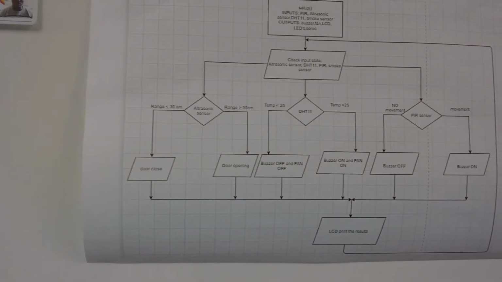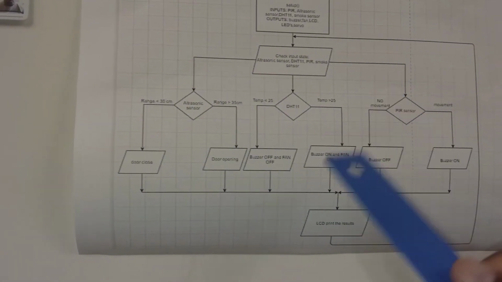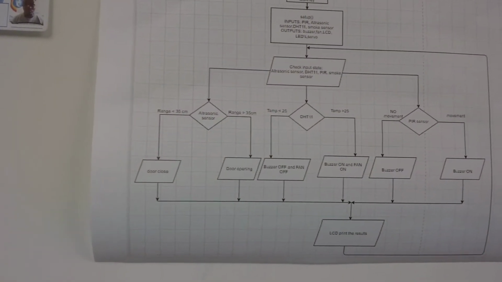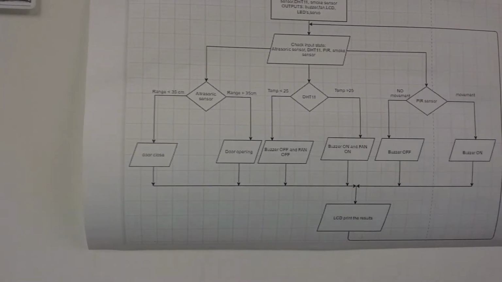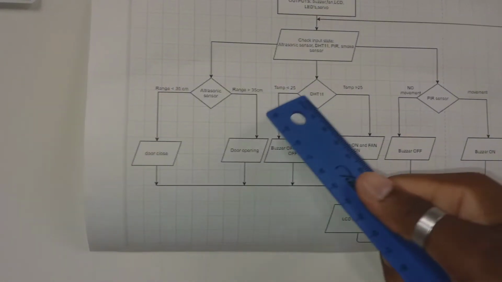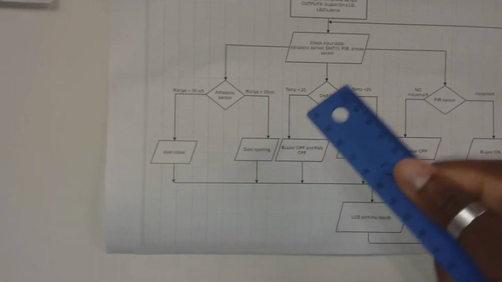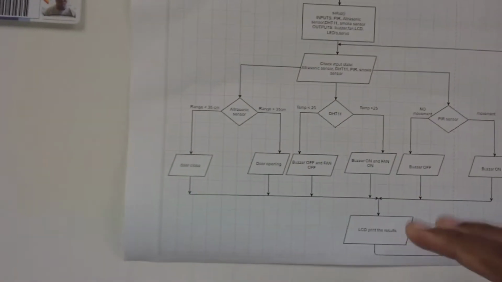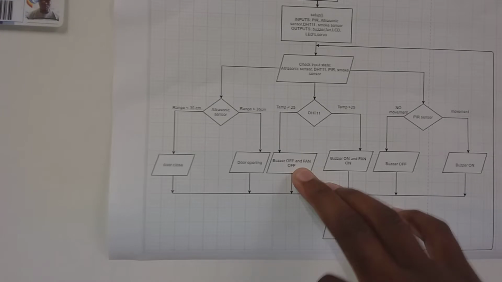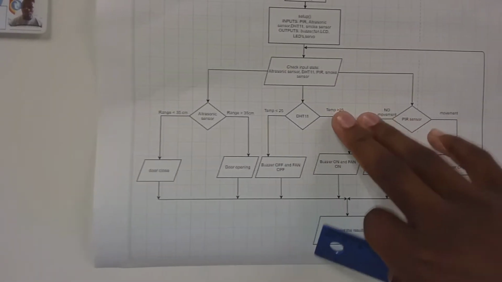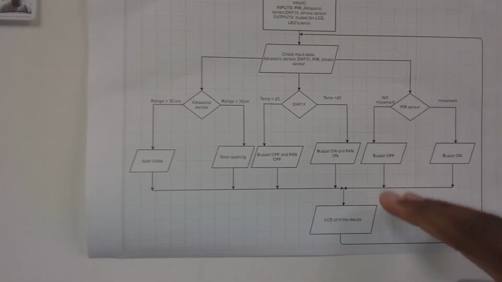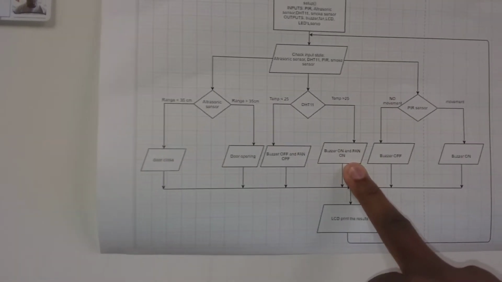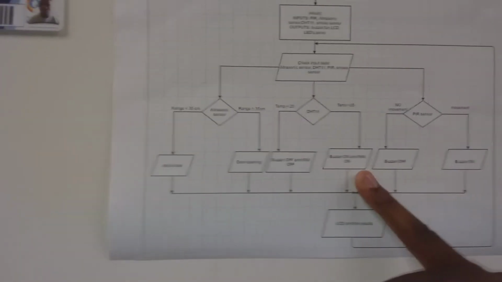And then the next sensor is the DHT11. The DHT11 is used to measure the temperatures in a room. So if the temperatures are less than 25 or 26 degrees Celsius, the buzzer will be off, and the fan will also be off. But if the temperatures are greater than 25 or 26 degrees Celsius, the buzzer will be triggered, and the fan will also turn on automatically.